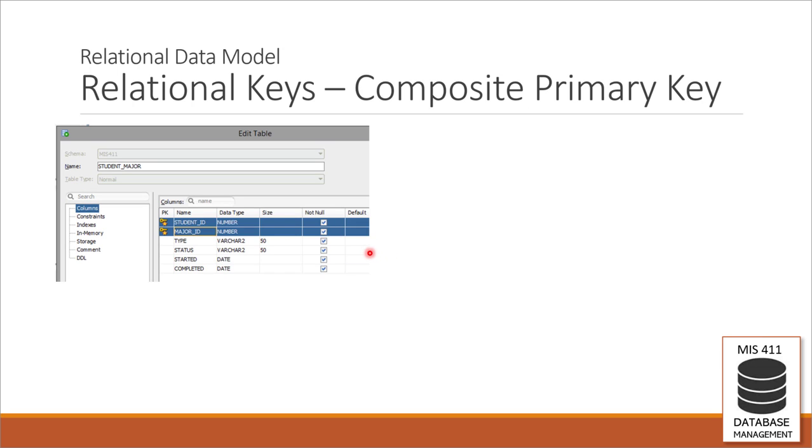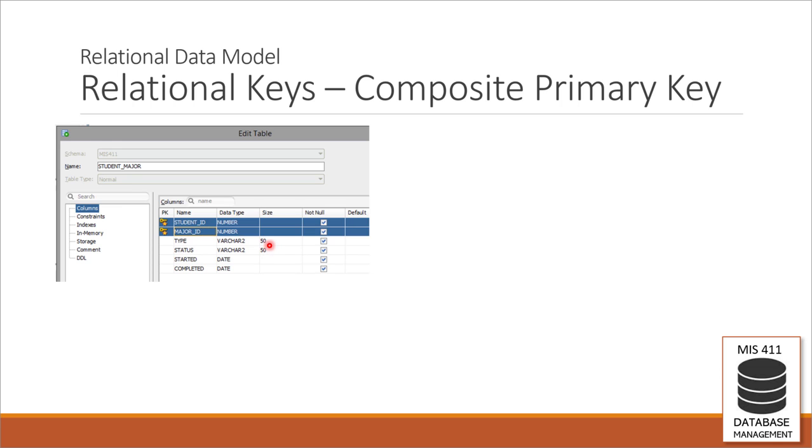Now you can have a composite primary key, and you may remember composite identifiers from the EERDs, right? A composite primary key or composite identifier is where you have more than one field or attribute or column contributing to the primary key. So you could have, in this case, for instance, student ID and major ID both being parts of the composite primary key. What you can have is multiple entity instances or rows with the same student ID, and you can have multiple rows with the same major ID, but you cannot have multiple rows with the same combination of student ID and major ID.